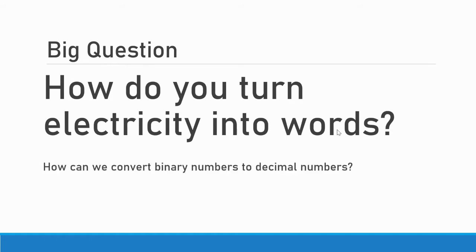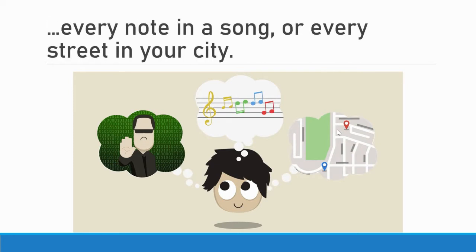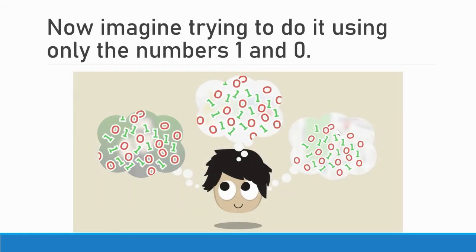Today, we are going to concentrate on the absolute basics. How do we convert binary numbers to decimal numbers? Now, imagine trying to use words to describe every scene in a film, or every note in a song, or every street in Leicester. I mean, it's practically impossible. I mean, imagine trying to describe every street in Leicester and how they all interconnect. It would be insane. But now, try and imagine doing it just using the numbers 1 and 0.